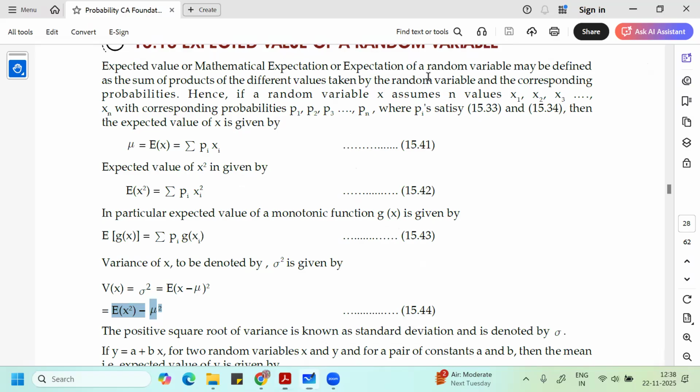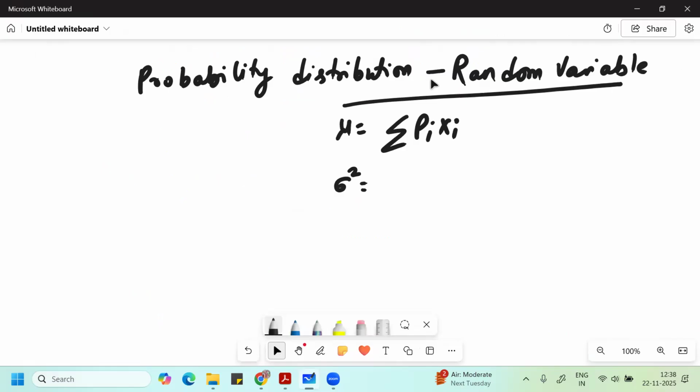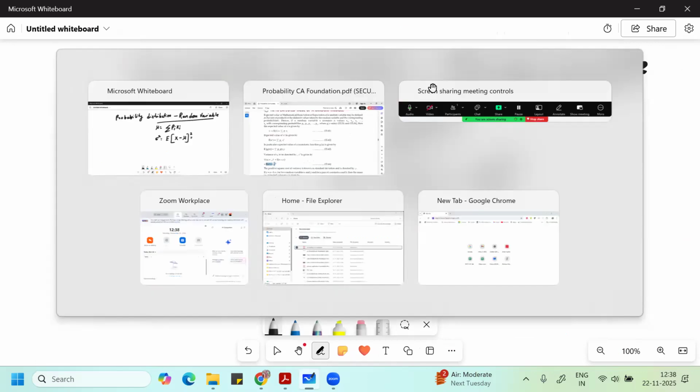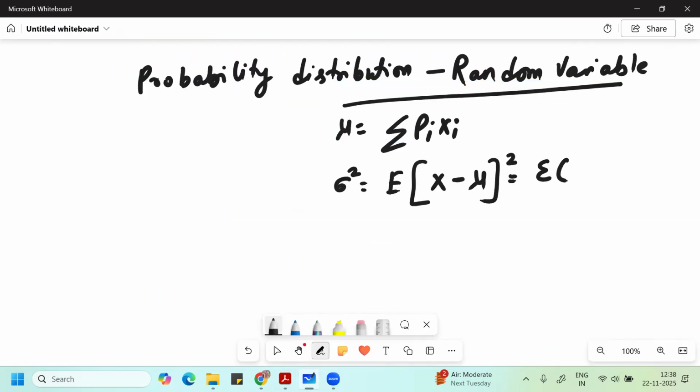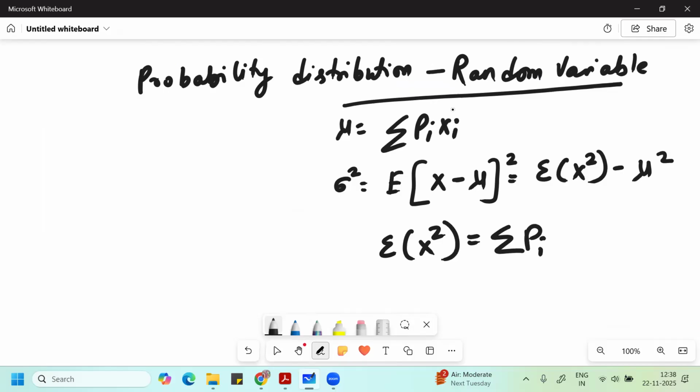Then for the variance of the distribution, we apply this formula: E of (x minus mu) whole square, which is nothing but E of x square minus mu square. How will you find E of x square? The formula for E of x square is summation of pi into xi square. This will give you E of x square, and then you subtract the square of mu.